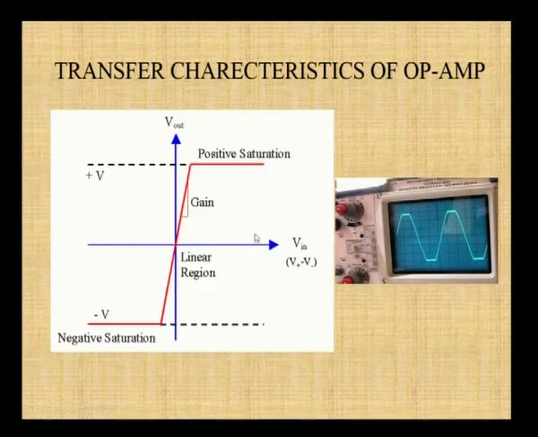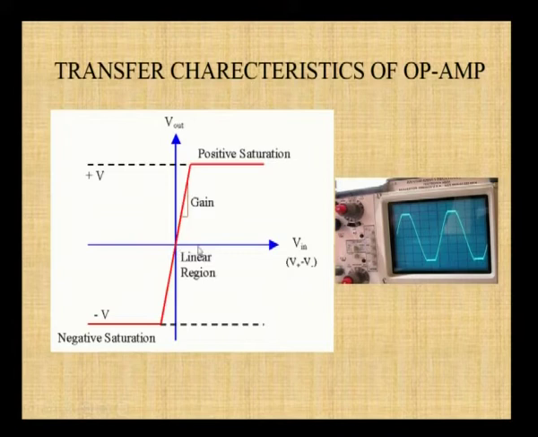So this graph shows clearly the output of the differential amplifier. In the x-axis, the difference between the two signals is plotted, and in the y-axis, the output of the differential amplifier is given. So if the difference between two input signals is positive, then the output is in the first quadrant, positive. When the difference is very high, the output will get saturated.